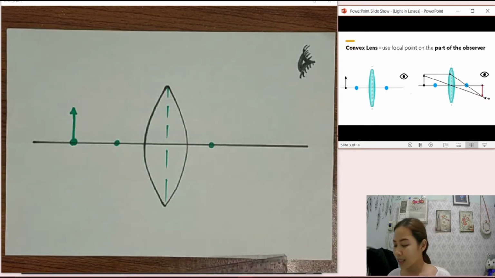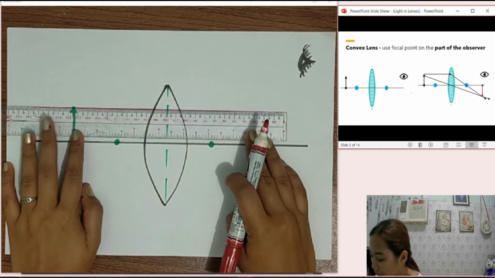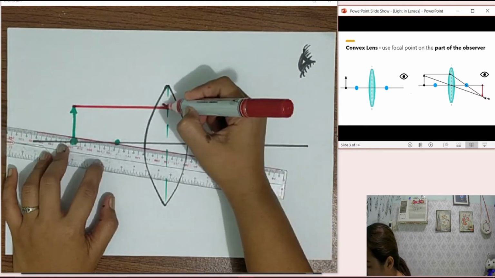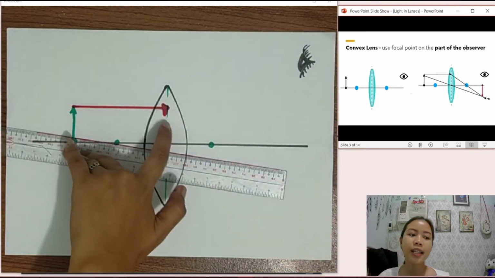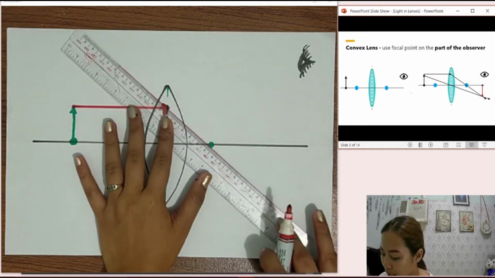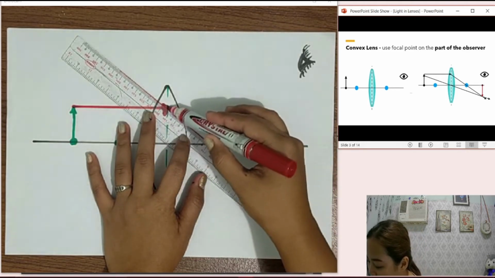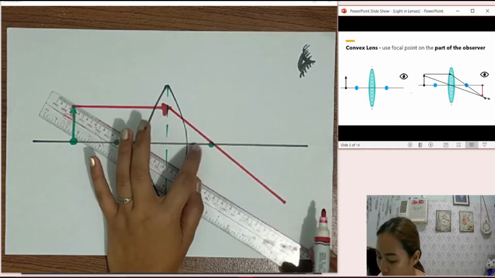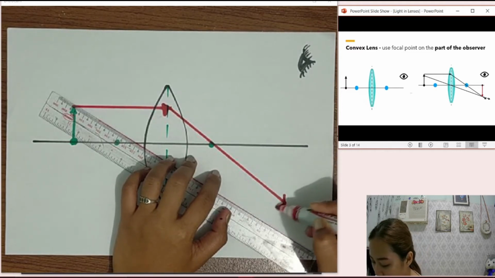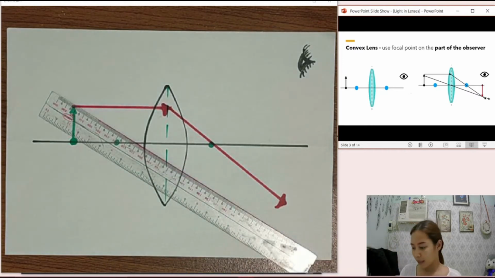So here it is. Let us have here our ray diagram. We have the pattern straight, turn, and slant. You have to make sure that the incident ray hits the center of the lens, and then it turns on the part of the observer. And always remember that the refracted ray must align with the focal point on the part of the observer. That's for our first light ray.